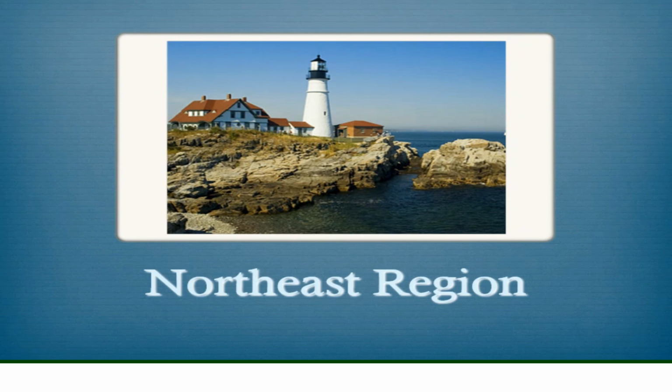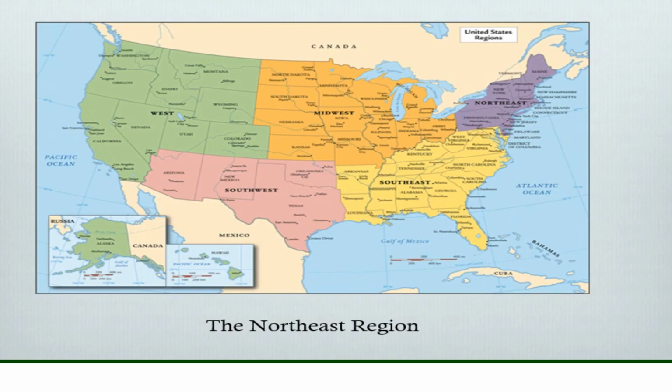This week we're going to be talking about the Northeast region of the United States. The region between the coast of the Atlantic Ocean and the Great Lakes is called the Northeast region. The Northeast region includes 11 states. The 6 upper states in the region are called New England states, and the 5 lower states are called Mid-Atlantic states.